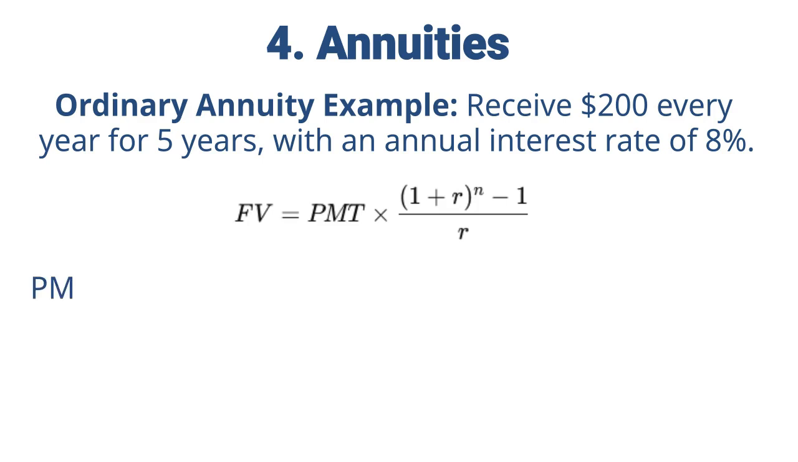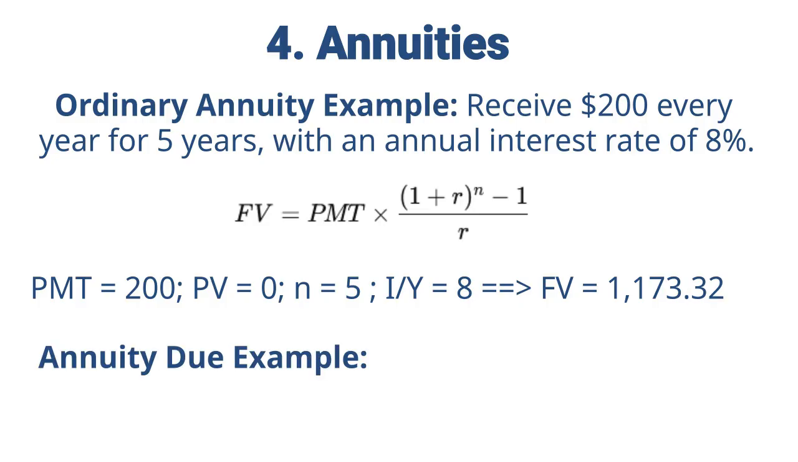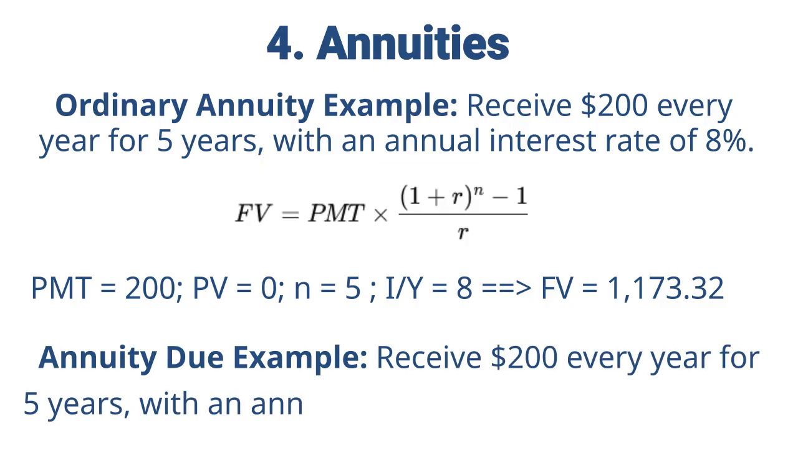Using your BA II Plus, enter PMT equals 200, enter PV equals 0, enter N equals 5, enter I/Y equals 8, press CPT then FV. The future value is 1,173.32.